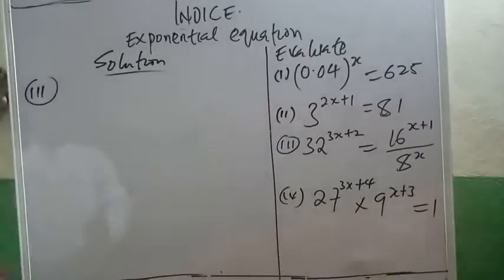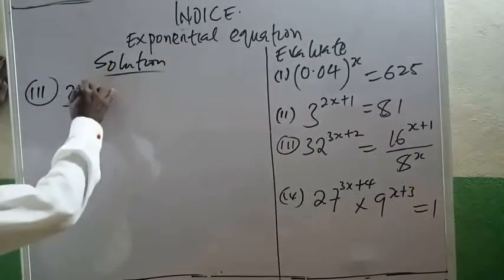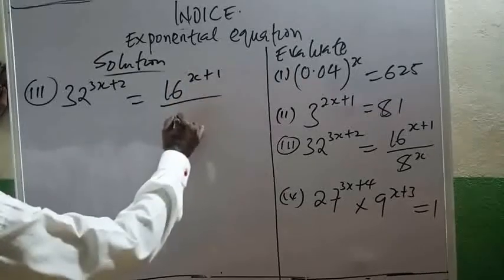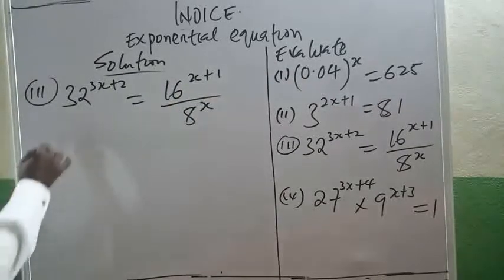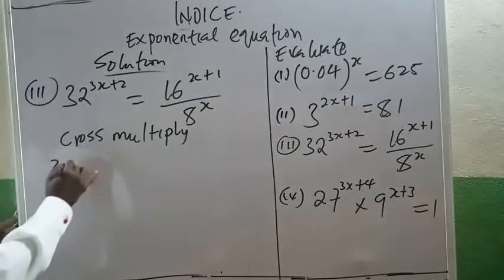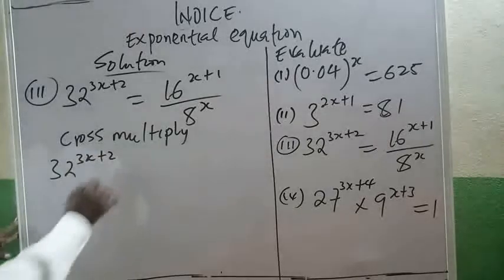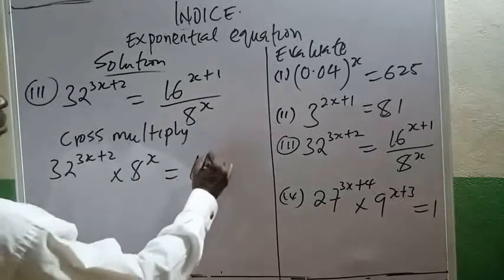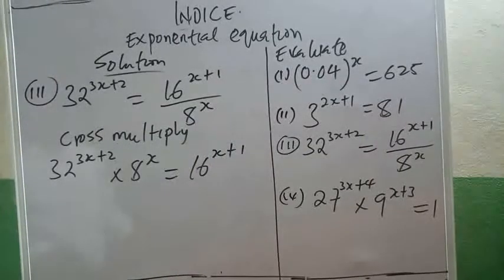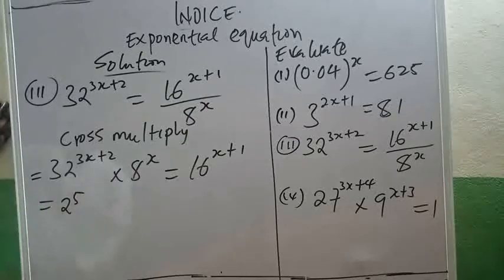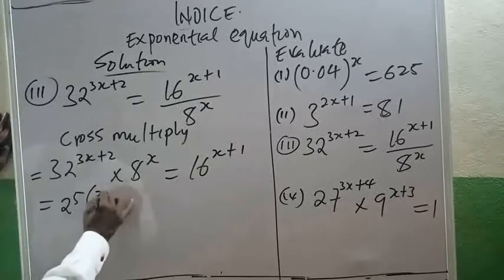Number 3, 32 raised to the power of 3x plus 2 is equal to 16 raised to the power of x plus 1 over 8x. Cross multiply. I have 32 raised to the power of 3x plus 2 times 8x, that will be equal to 16 raised to the power of x plus 1. Now, our simplest base here is 2, because 32 will give me 2 raised to the power of 5, bracket 3x plus 2.